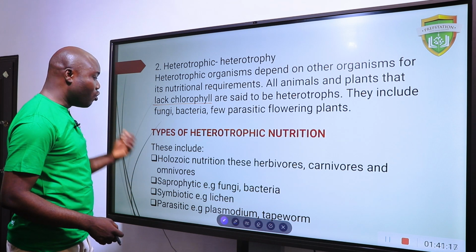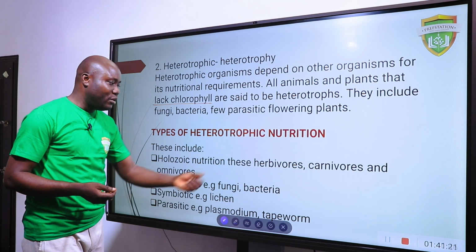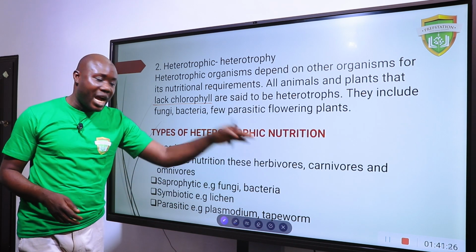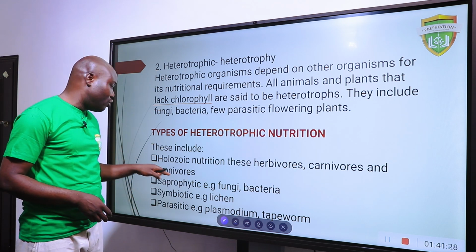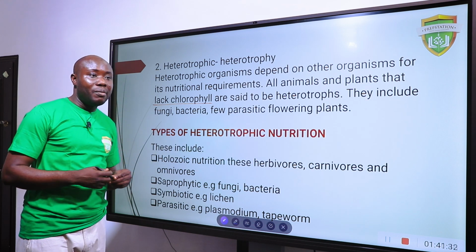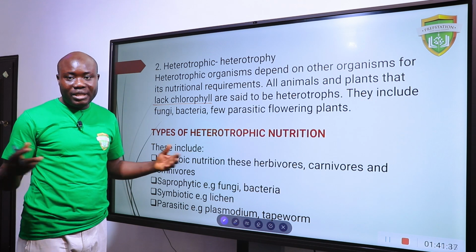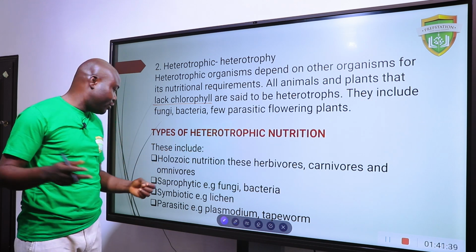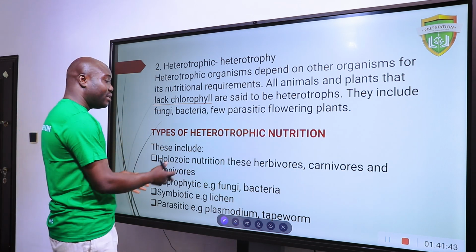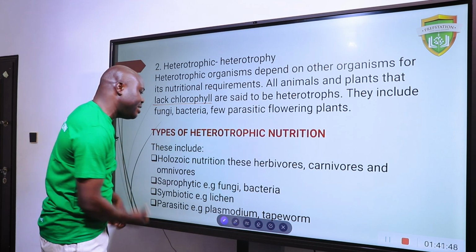Now we have holozoic nutrition. Holozoic can be herbivores, that means when you feed on herbs. Now, we have omnivores, we have carnivores too. Human beings belong to these omnivores. Then when we talk about carnivores, we talk about organisms like tiger, Panthera leo, cheetah, and all the likes. Then saprophytic nutrition. Here, they are mainly referred to as saprophytes because they feed on dead, decaying organisms.